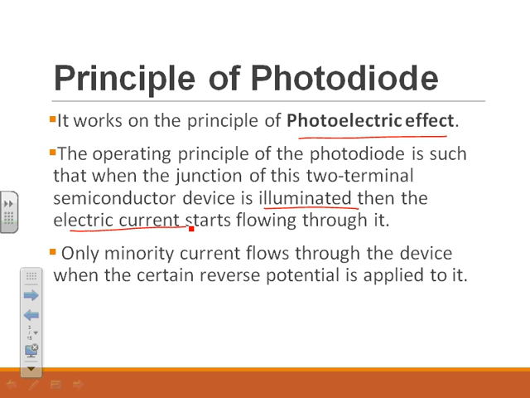Only minority carriers flow through the device when a certain reverse bias potential is applied. As I said earlier, it is working in a reverse bias condition. Normally, in a reverse bias condition, a very minute current flows, which is called dark current. So when this diode is illuminated by light, or some light energy is applied, then it starts to conduct electric current. This is the basic principle behind the photodiode.